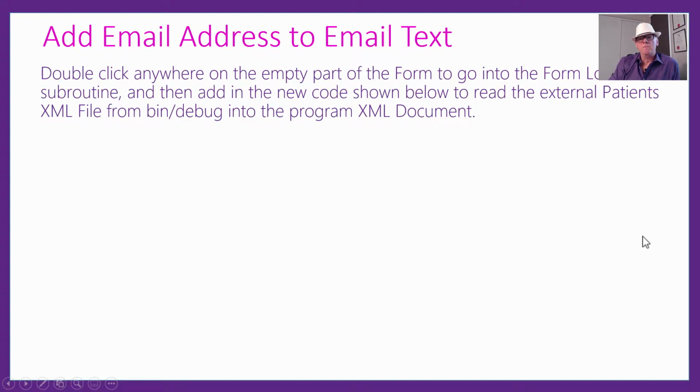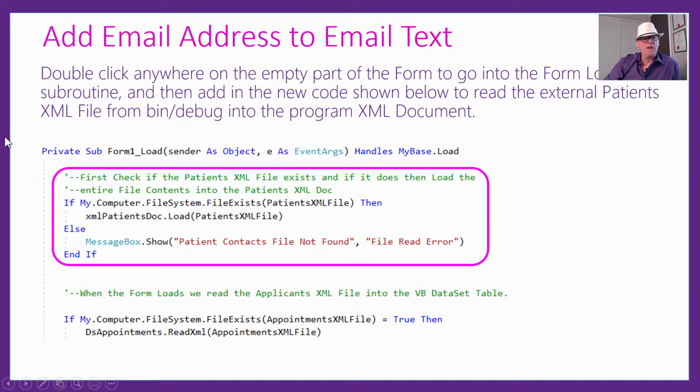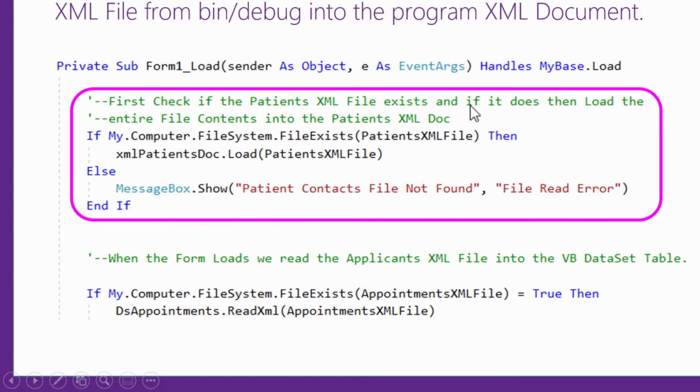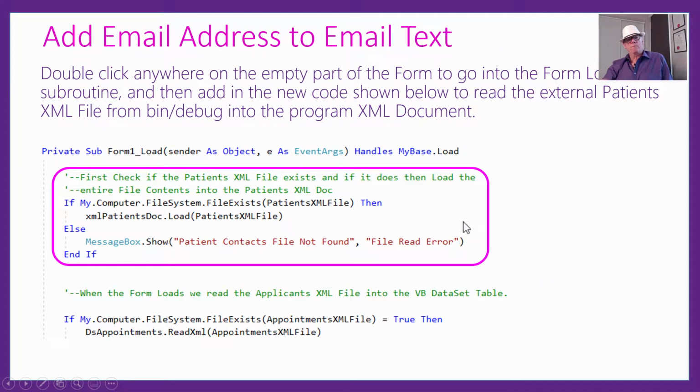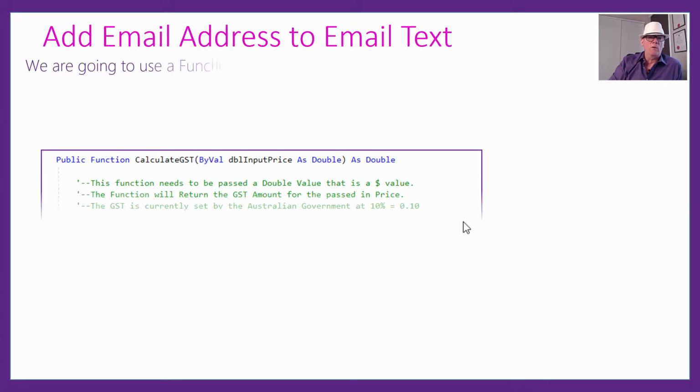Now if we double click anywhere on the empty part of the form to go into the form load subroutine, now we're on form 1 for this, not on the email form, so we're on the main form 1 when we do this. And so we go into the form 1 load, and what we do is we're going to check that the patient's XML file exists. So it needs to have been copied over to the bin debug folder of your project, because if it's not copied in there, then this will find that out and give a warning message. So this is just a standard checking whether a file's there or not. And if it isn't there, you just say it's not found and there's a file read error. Okay, so make sure you've remembered to have that patient contact .xml file over in your bin debug folder for your project, and then that will all be good.